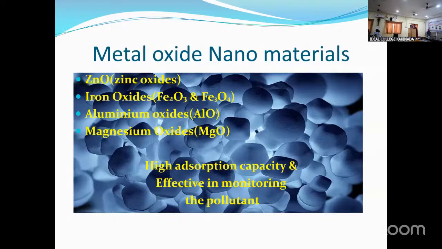Metal oxides, like zinc oxide and magnesium oxide. Whenever nanomaterials are made with these kinds of oxides, they are helpful in monitoring the pollutant. So the level of pollutant can be monitored with the help of these. Next one.